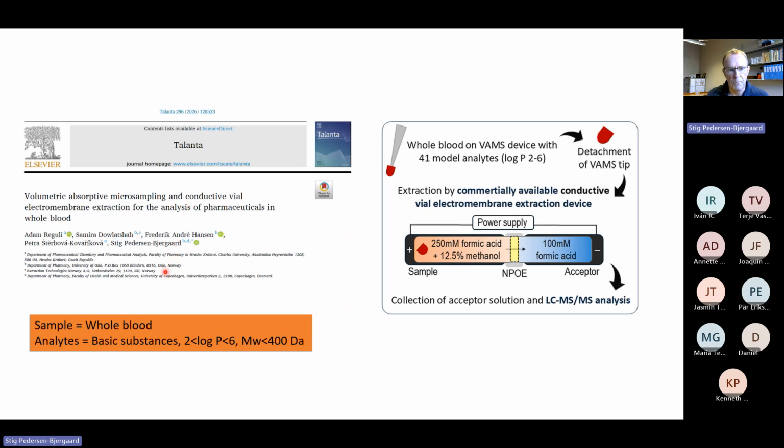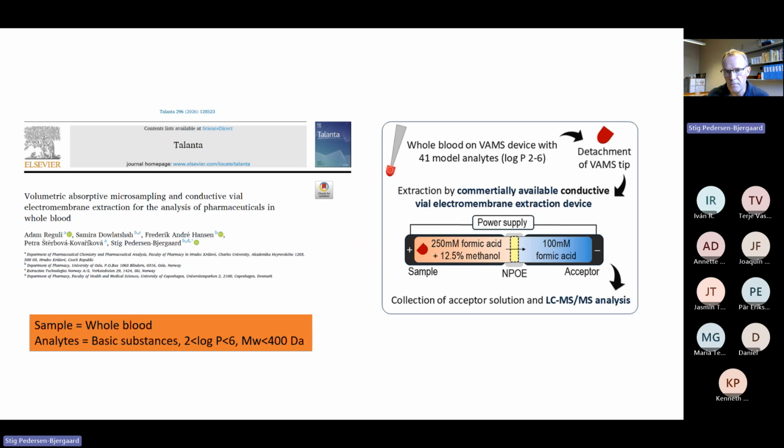So in this case, the sample is whole blood, and the analytes are basic substances or pharmaceuticals in the log P range from 2 to 6, and with molecular size less than about 400 Daltons. The whole blood samples in this case are picked up with the volumetric absorptive microsampling device, which is a small tip of a polymeric substrate, it's porous. So when you dip this into a blood droplet, it takes up a well-defined volume of whole blood.